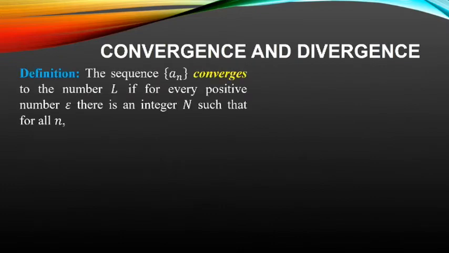So definition. The sequence a sub n converges to the number L if for every positive number epsilon, there is an integer capital N such that for all n greater than that integer capital N, it implies that the absolute distance between a sub n and L is less than epsilon.